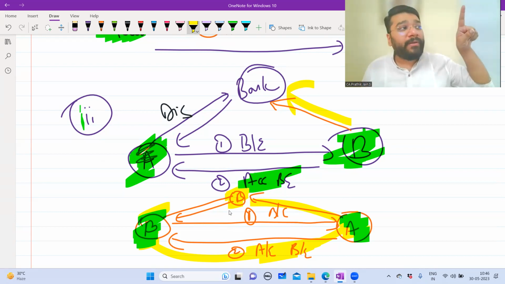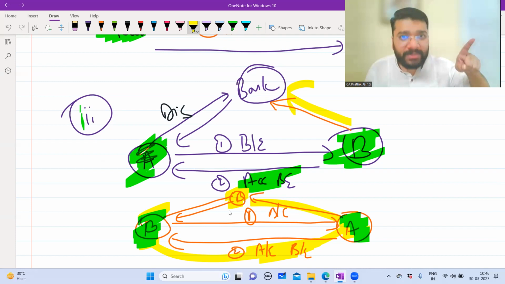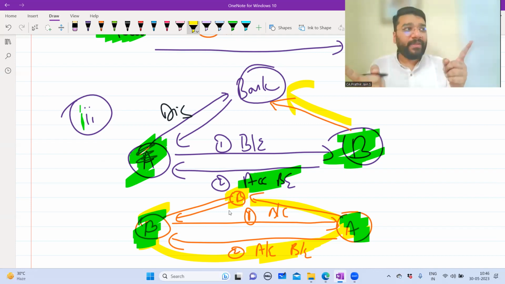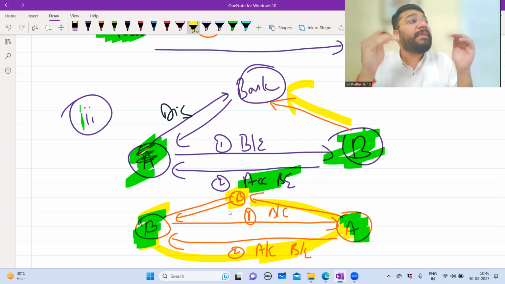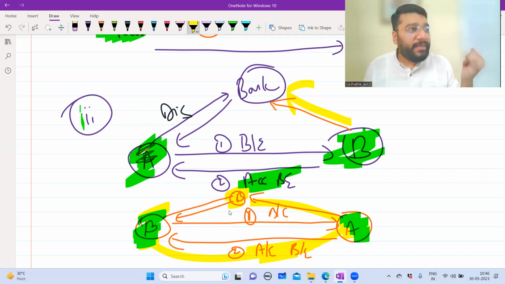In case 1, what happened? One person drew the bill. In case 2, one person drew the bill and helped the other. In the third case, what happened? 2 bills are drawn, helping each other. These are the 3 possibilities. Case 1, case 2, case 3 are the 3 possibilities that we are discussing.